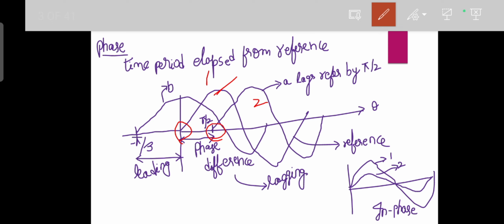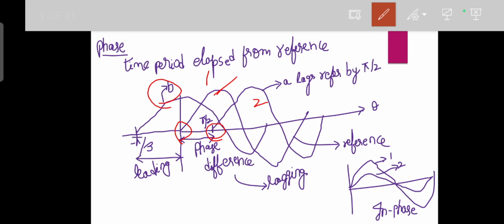When we consider 1 as a reference which is starting from the origin, this 2 waveform is started after a time period of pi by 2. So this is said to be lagging with an angle of pi by 2. Similarly, when we consider the waveform 3 or B, B is started before a time period of minus pi by 3 with respect to the waveform 1, which is the reference. So it is said to be leading.